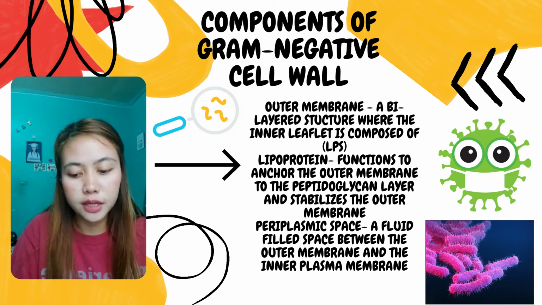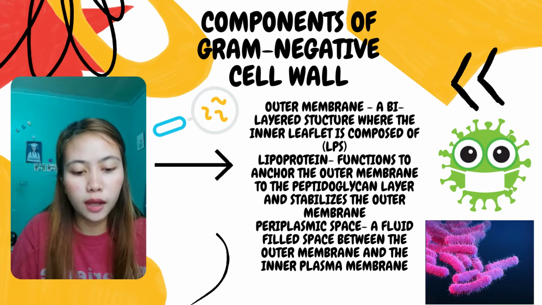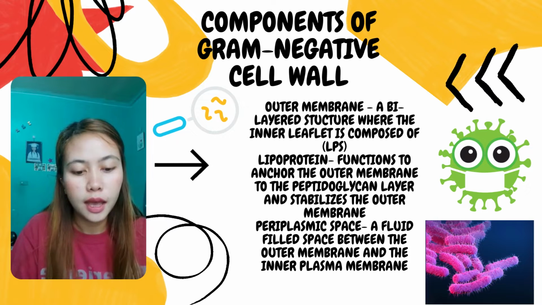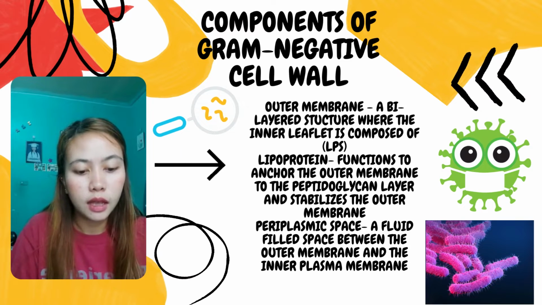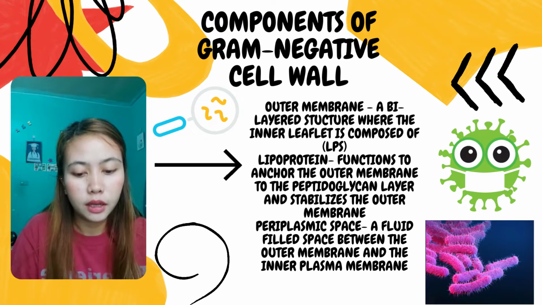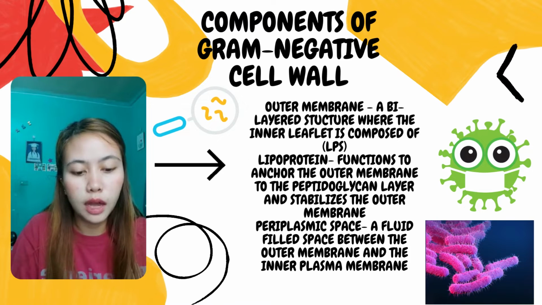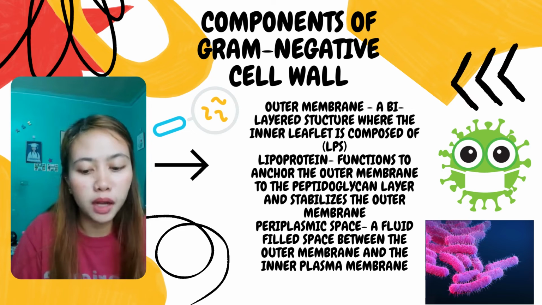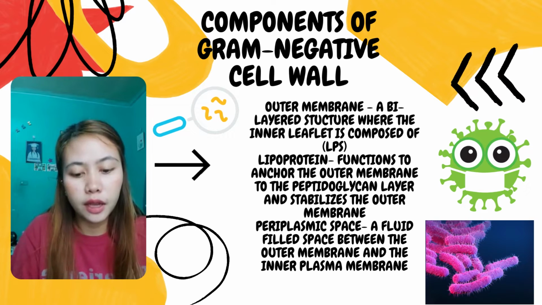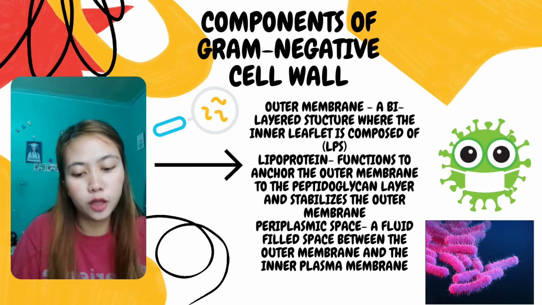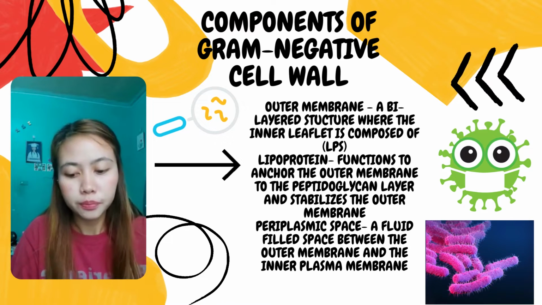The second layer is the lipoprotein. Lipoprotein's function is to anchor the outer membrane to the peptidoglycan layer and stabilize the outer membrane. It is widely believed that nearly all lipoproteins produced by gram-negative bacteria are either retained in the inner membrane or transferred to the inner leaflet of the outer membrane.